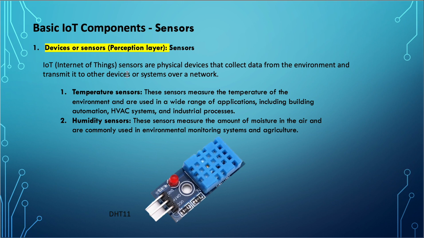Internet of Things, IoT sensors are physical devices that collect data from the environment and transmit it to other devices or systems over the network. We talked about sensors when taking an introduction about the components. The main thing is that it collects data from the environment and transmits it either to an embedded device or through the internet to the cloud itself to process.